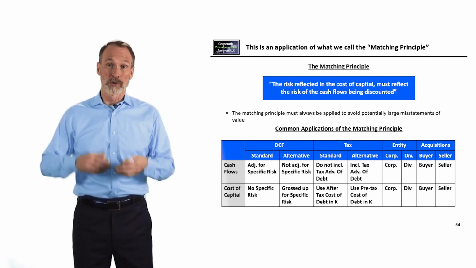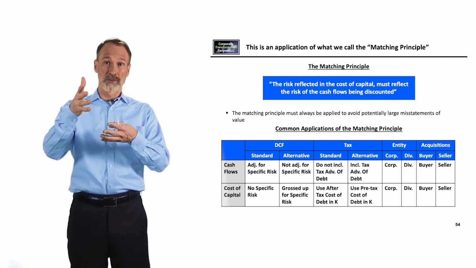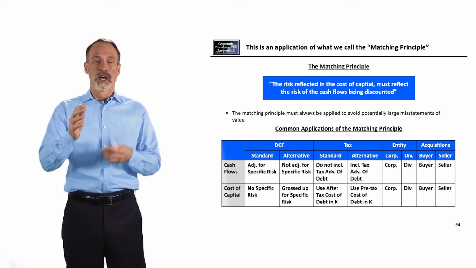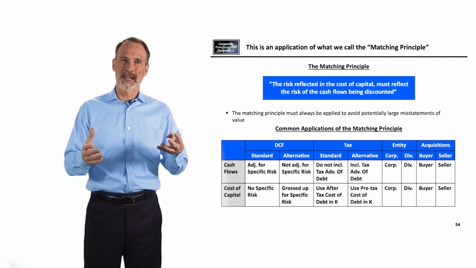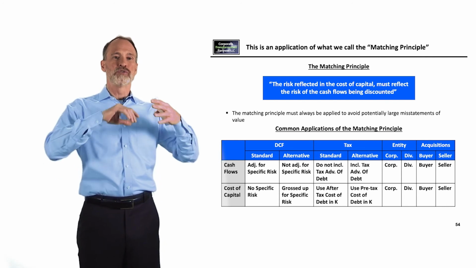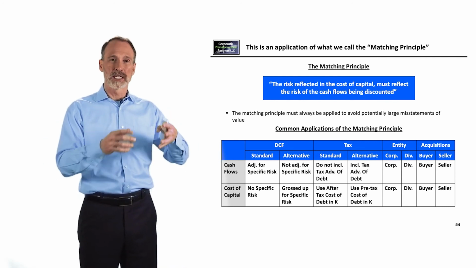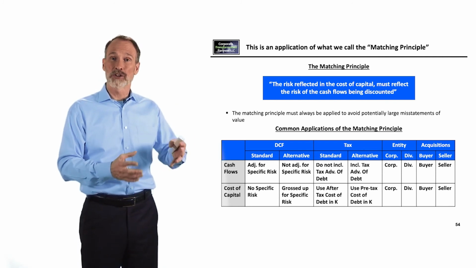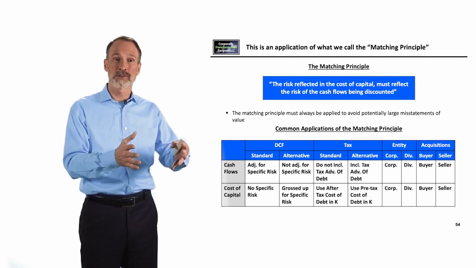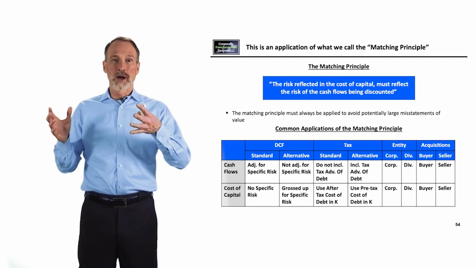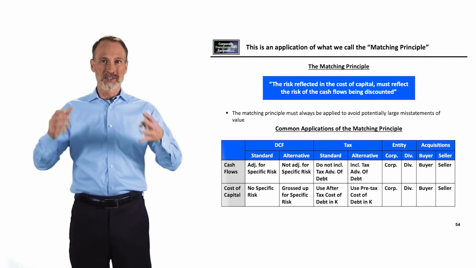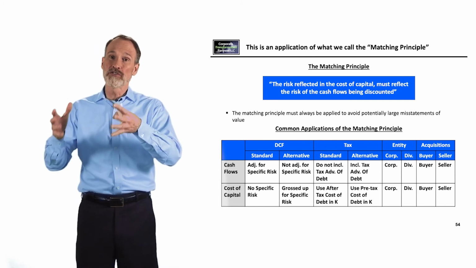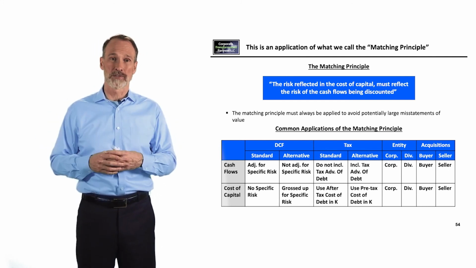On the other hand, if you haven't adjusted those cash flows for specific risks, you do need to add a premium to the cost of capital for those specific risks. Another example of the matching principle is on the tax side. What we've shown is that you don't include the tax advantage of debt in the cash flows. Instead, you use the after-tax cost of debt in the cost of capital. That's internally consistent. Then if you go on to the entity side, if you're discounting corporate cash flows, you want to use a corporate cost of capital. And if you're discounting divisional cash flows, you want to use a divisional cost of capital.